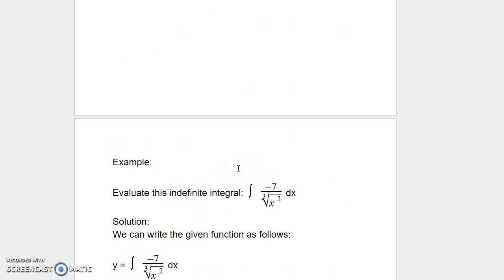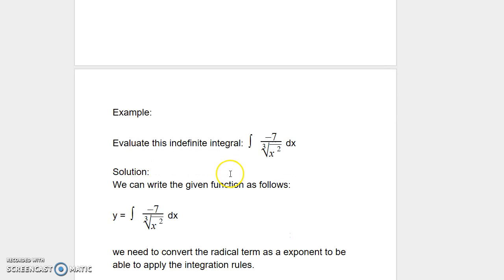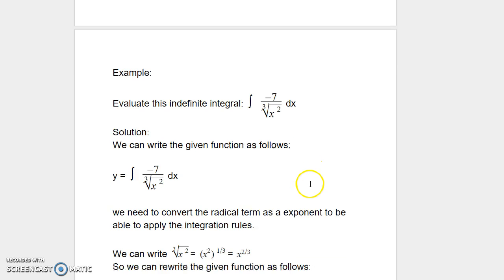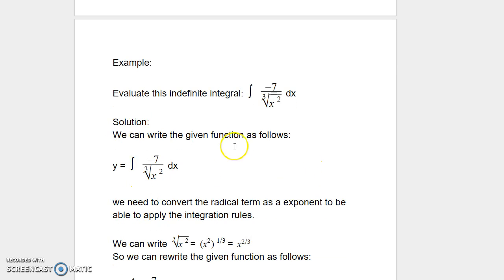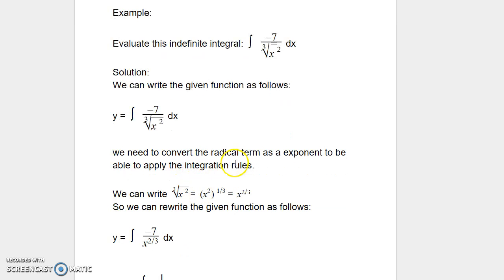Let's look at another example. In this example, we have exponents and radicals combined. Let us evaluate this indefinite integral negative 7 divided by cube root of x squared dx. So we can write this as y equals integral negative 7 over cube root of x squared dx. We need to convert the radical terms to exponential terms to be able to apply the integration process.